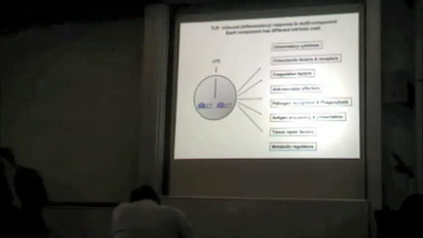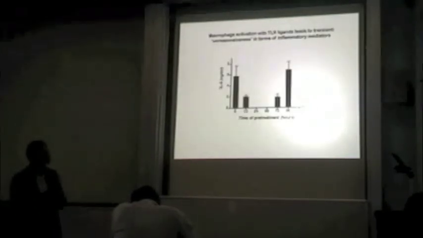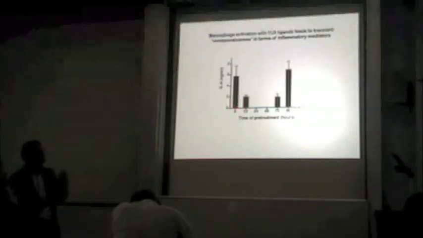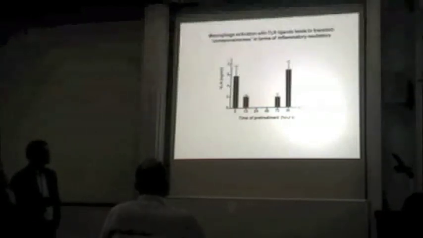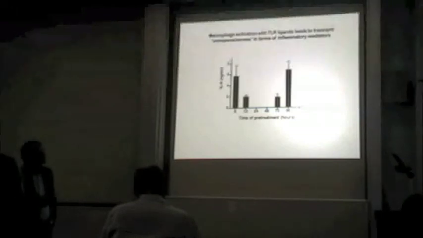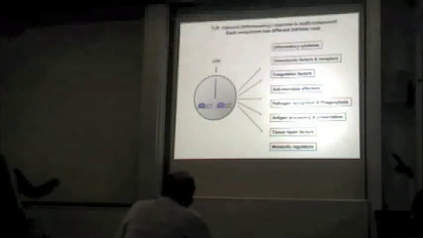And to illustrate this, I'll show you a very old, very well-known phenomenon called LPS tolerance in macrophages. When macrophages are activated with LPS or other TLR ligands, that leads to transient unresponsiveness. So this is production of IL-6 when macrophages are stimulated, and then re-stimulated again. After about 24 hours, they completely lose responsiveness, which lasts for about a day or two, and then they regain it. But this type of unresponsiveness has always been measured in terms of production of inflammatory mediators, which is only one of the components of the TLR-induced response.